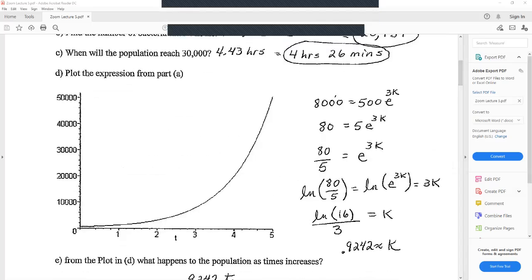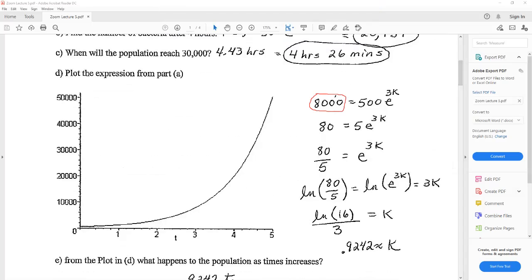Again, we know that we have 8,000 bacteria when the time is 3. So this is our t value. And we know we started off with 500. And if these are growing at a constant rate, or actually at an exponential rate, I should say, then k is some value that is constant. And I have to solve for that.